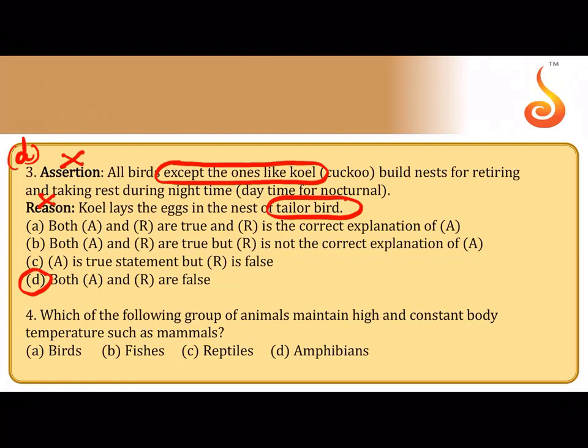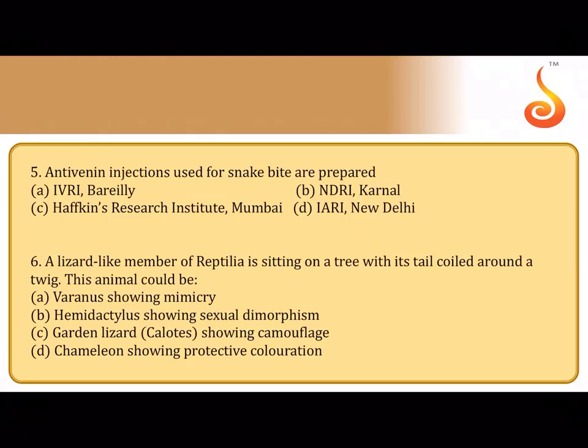Which of the following group of animals maintain high and constant body temperature, such as mammals? Obviously, it is birds, because birds are also homeothermic.